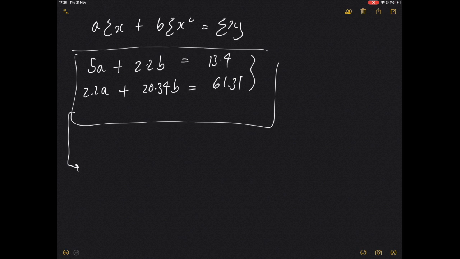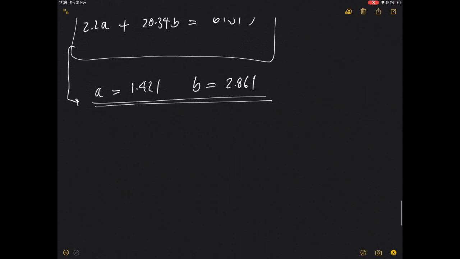We can add these together to get there, or do it by substitution, which means we get that our A value equals 1.421 and our B value equals 2.861. You can follow this through and check it. It is in the handbook. I'm not going through it for the sake of this lecture.